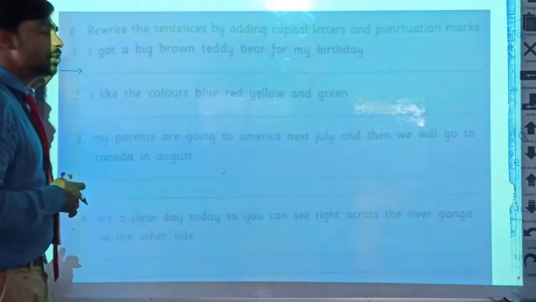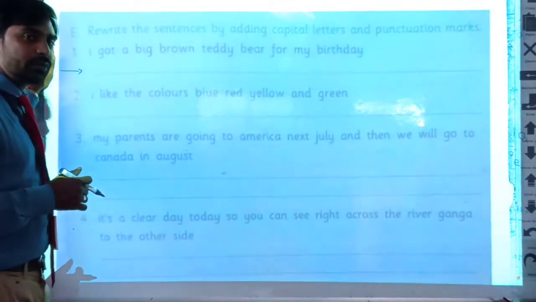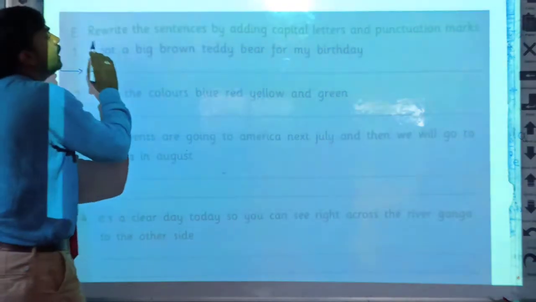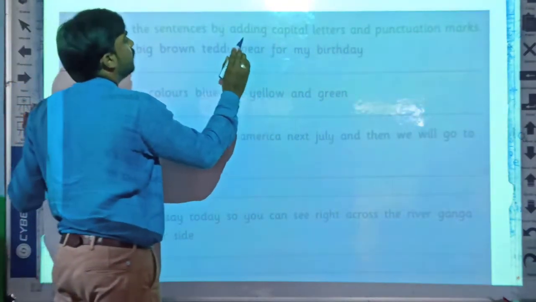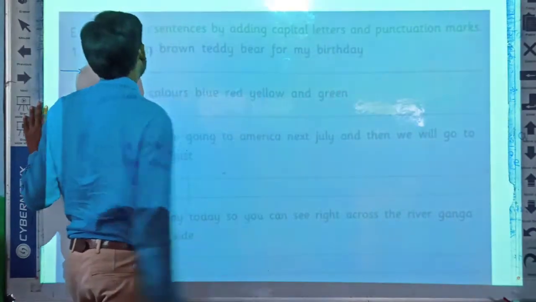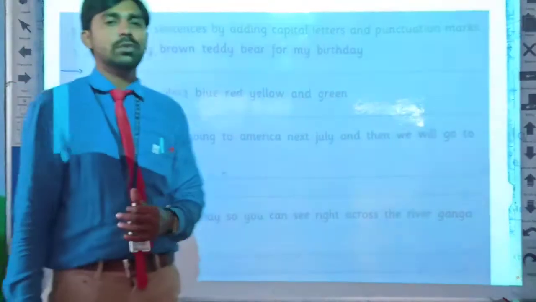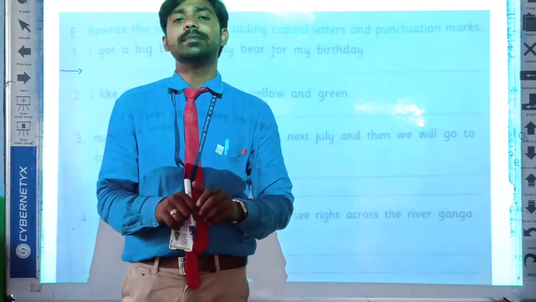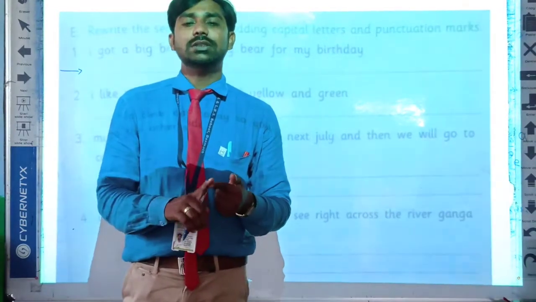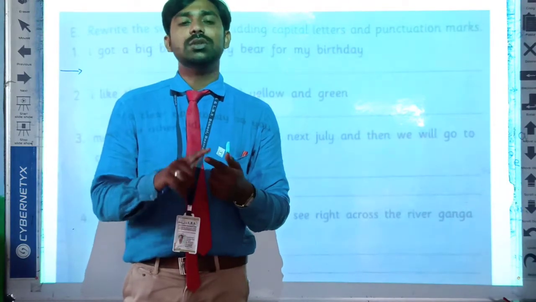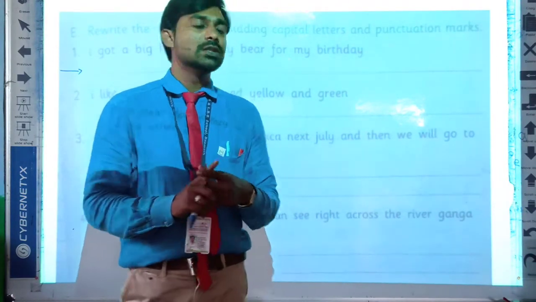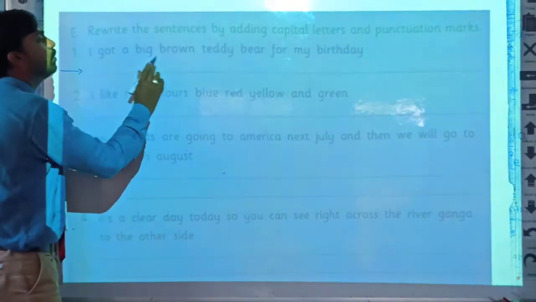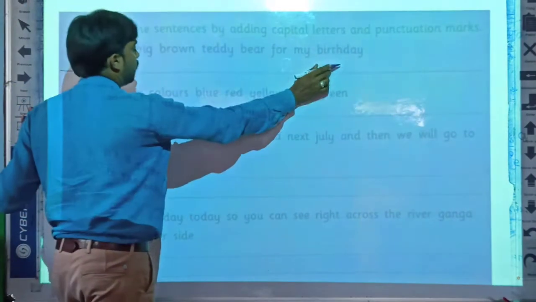So let's read. You can watch carefully and read by looking at your screen. Rewrite the sentences by adding capital letters and punctuation marks. So here we have to read the sentence first carefully. After that, we have to rewrite them using capital letters where necessary and using punctuation marks. Okay, so let's read the first sentence. I got a big brown teddy bear for my birthday.